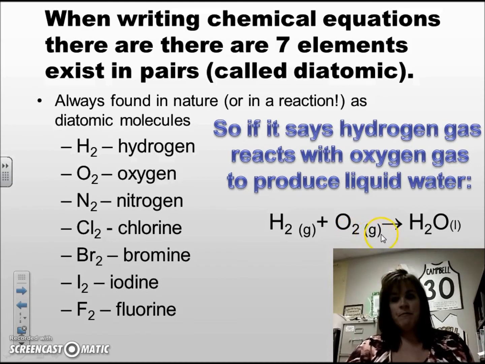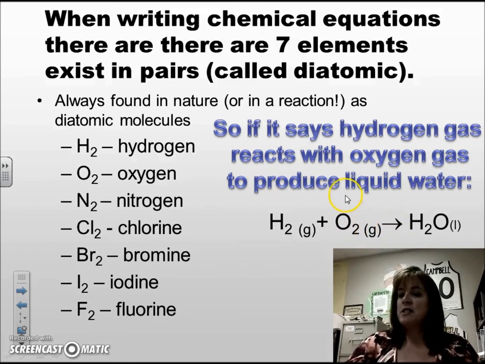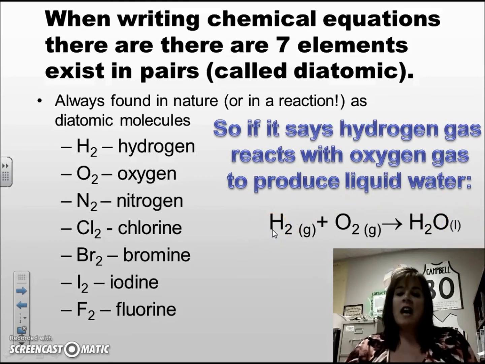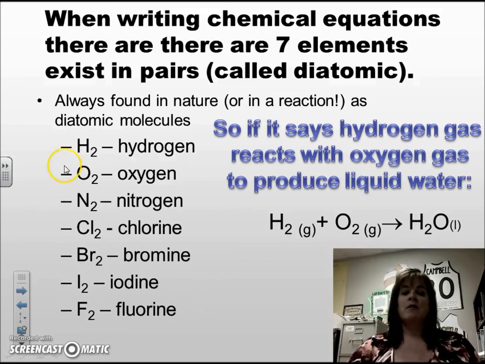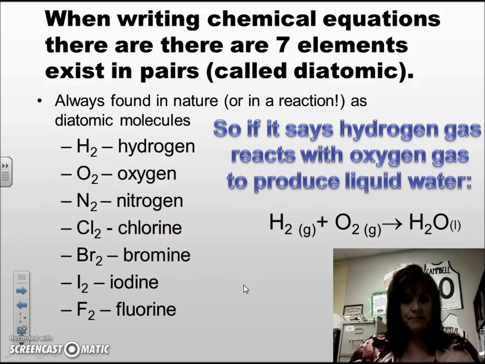And then gas. And here's my arrow for the produces, or yields. And here's my water, H2O. And it's liquid water, so I put an L. But notice that the hydrogen and the oxygen don't appear by themselves. They don't like to be alone. So any of these guys, when you read a statement that you have to translate into a chemical equation, if it's one of those, make sure that you write it as a diatomic molecule. So just not by itself, always put a 2 there when it's by itself.